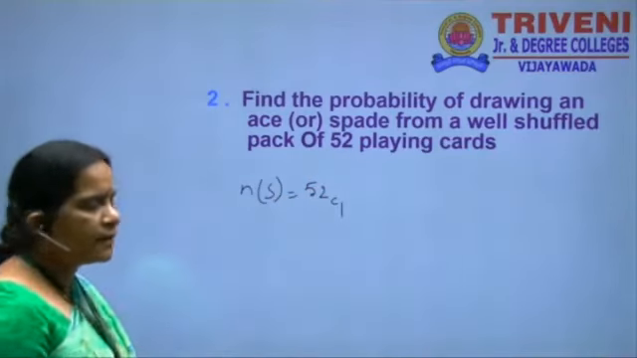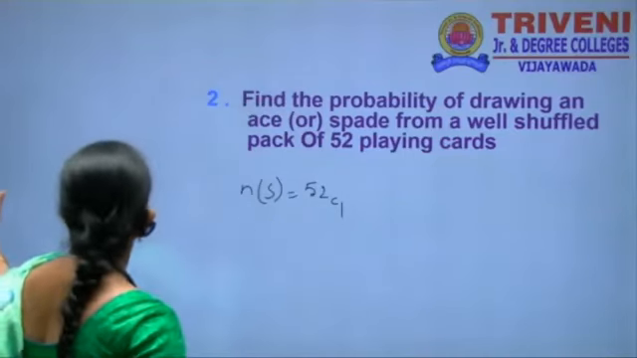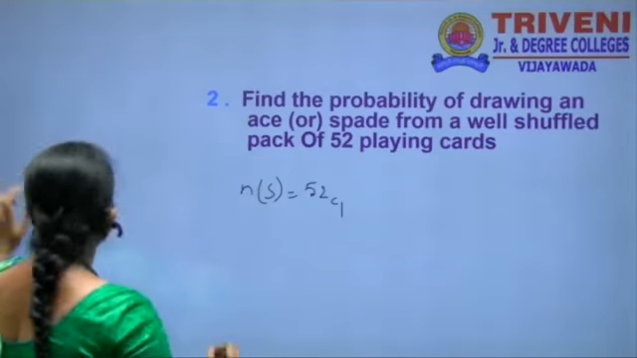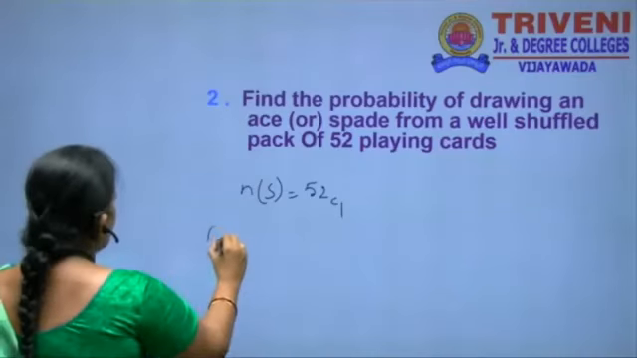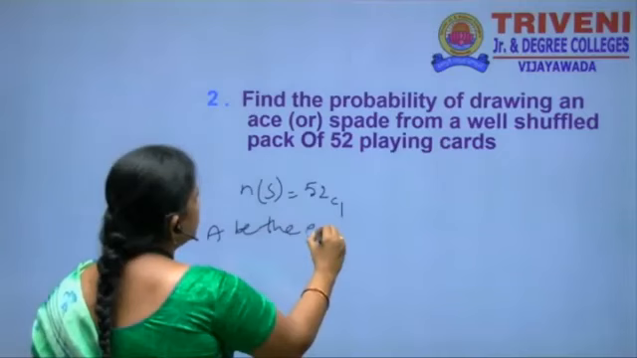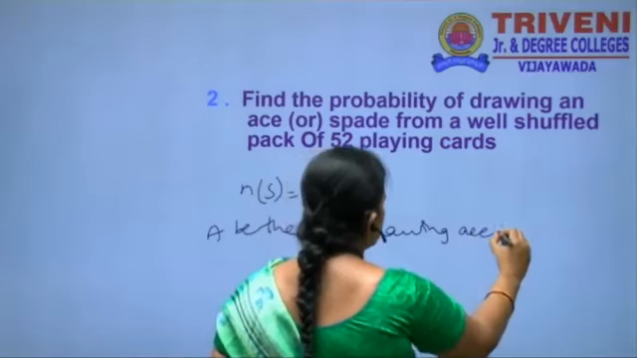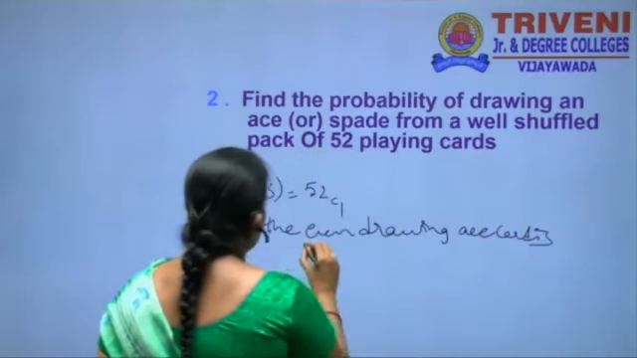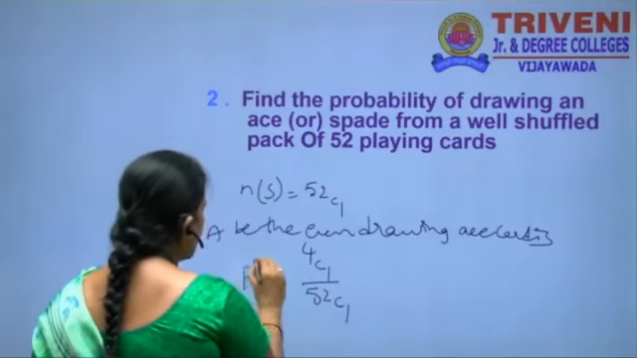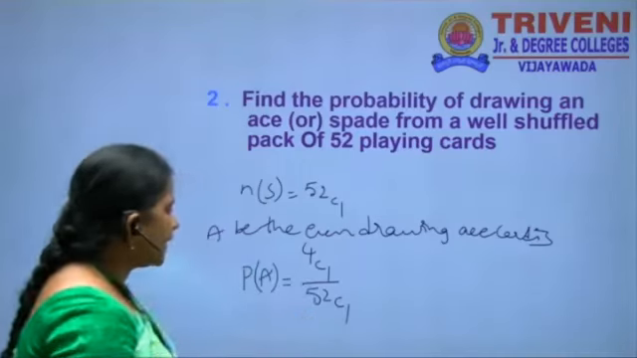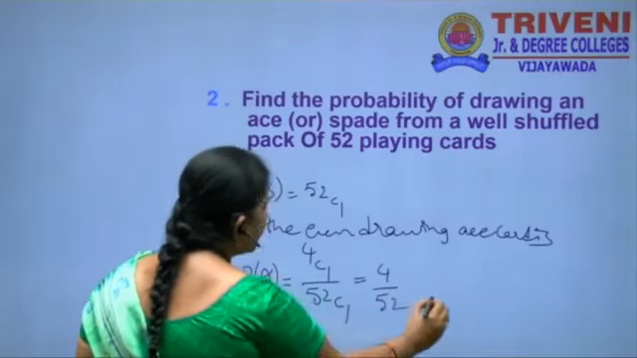How many aces are there? 4. Let A be the event of drawing an ace card. How many aces are there? 4C1 by 52C1. That is P of A is equal to 4C1 by 52C1. 4C1 is nothing but 4. 52C1 is nothing but 52.